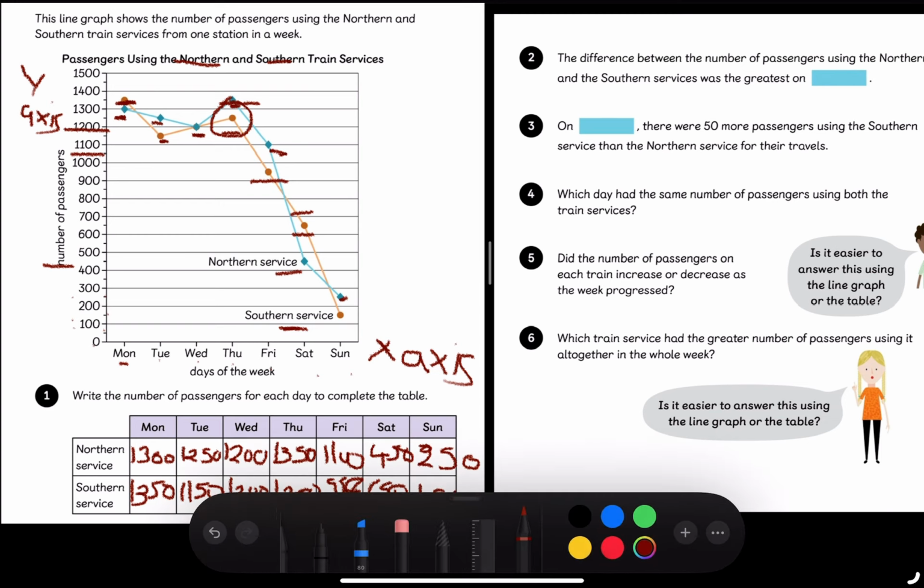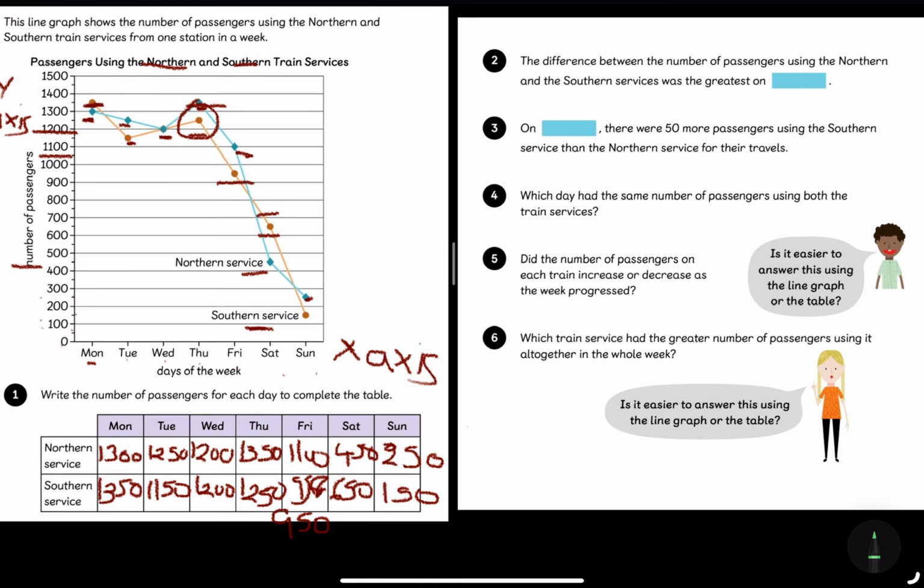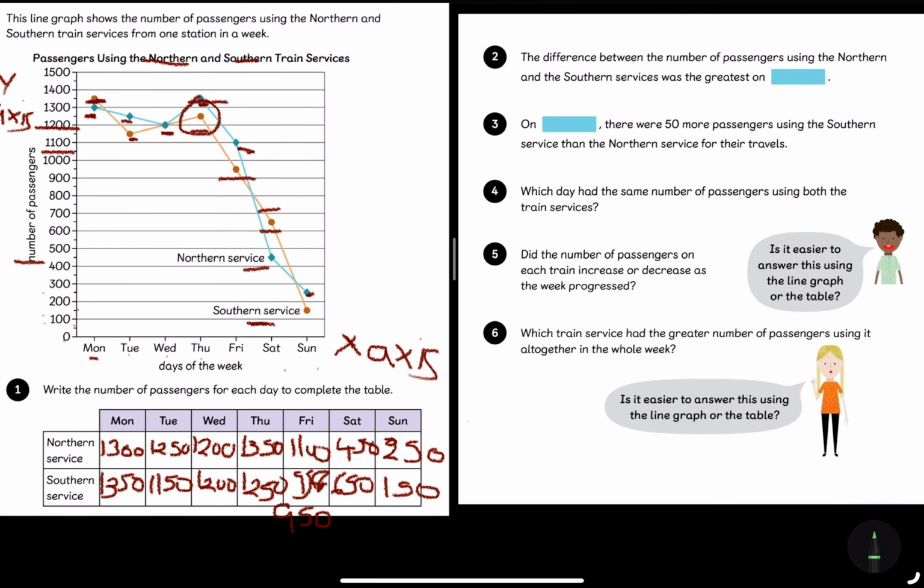By now we are all clear. We have done the first step of analyzing the data and putting it into our table. Once we have put it in the table, let's solve the questions. The first question says: the difference between the number of passengers using the northern and southern services was greatest on... Okay, so the greatest is the highest number.